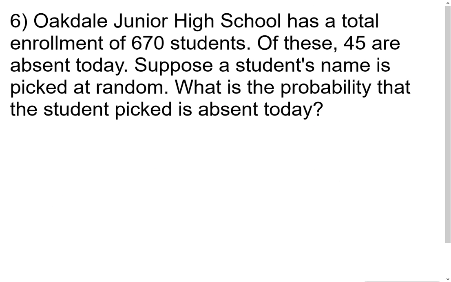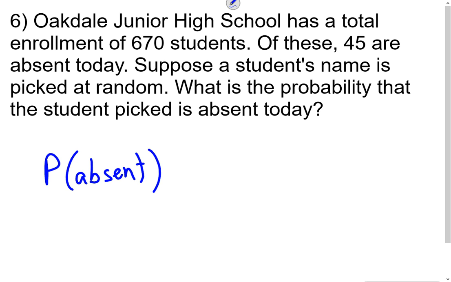Now in this one, we have Oakdale Junior High School has a total enrollment of 670 students. It says of these, 45 are absent today. Suppose a student's name is picked at random. What is the probability that the student picked is absent today? Okay, well, so then I'm looking at this and it says probability the student is absent. So probability, I'm going to call it absent.